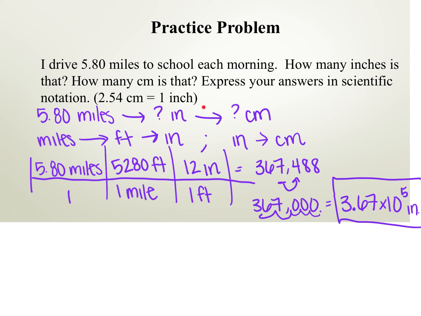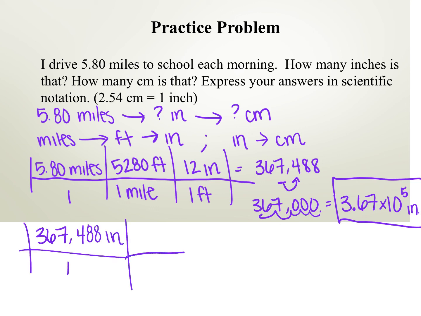Okay, are you ready for this step? We don't round until the very end of your problem. So when we're going to go from inches to centimeters, you've got to go back and start with your unrounded number. Okay, you round at the very end. Because did we round quite a bit? Yeah. Okay, so we don't want to round yet. So you're going to go back and use this old number. So I'm going to use 367,488 inches. And we'll use that number to convert to centimeters.